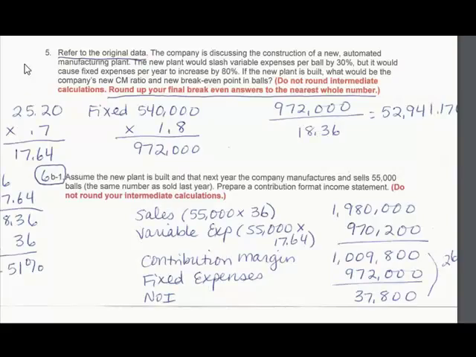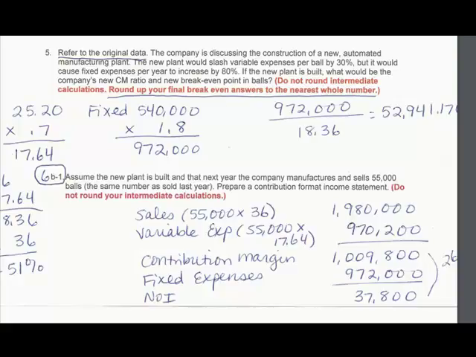Now let's look at question 5. It's asking us to refer back to the original data. So we're going to go right back up to that table at the very top of the problem. And now the company is discussing the construction of a new automated manufacturing plant. The new plant would slash variable expenses per ball by 30%, but it would cause fixed expenses per year to increase by 80%.